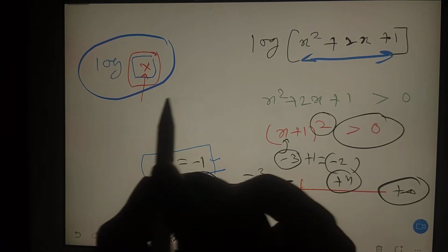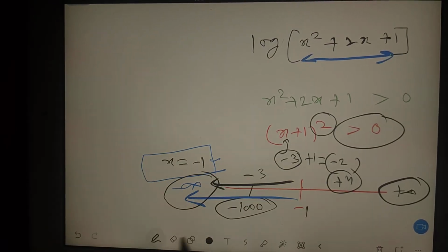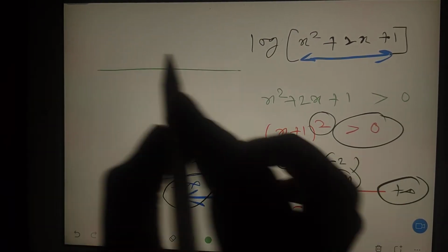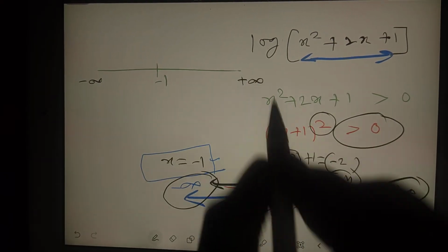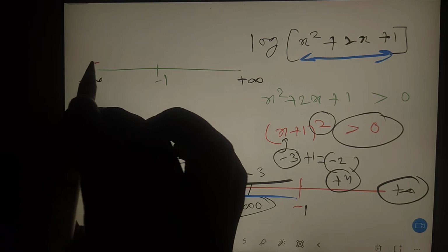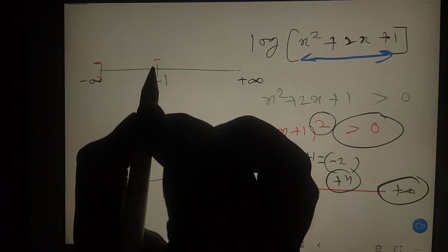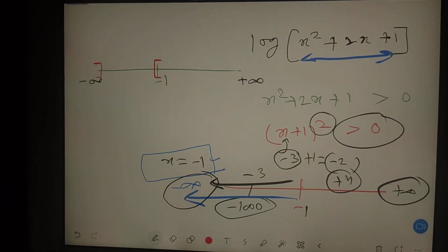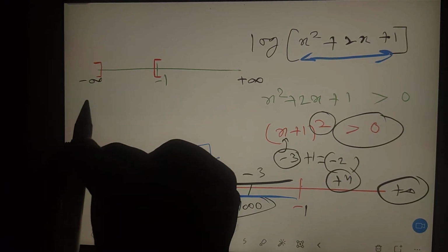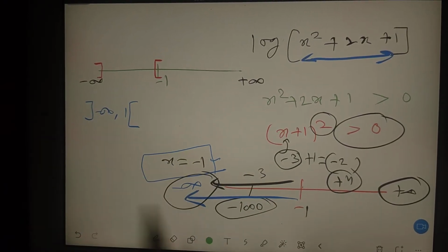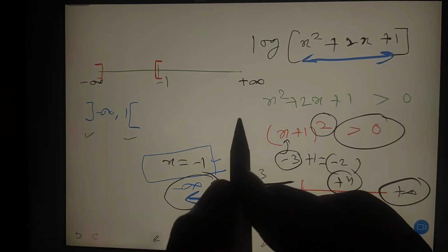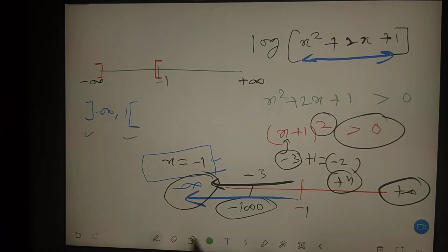Okay, so once you are sure from where to where you are able to choose, then you see this is your minus 1, and this is your minus infinity, this is your plus infinity. So from minus infinity to this minus 1 you can choose all the values. Okay, so your answer will be minus infinity comma minus 1, and I am putting an open bracket. Why? These bracket cases I have already explained in the previous classes.